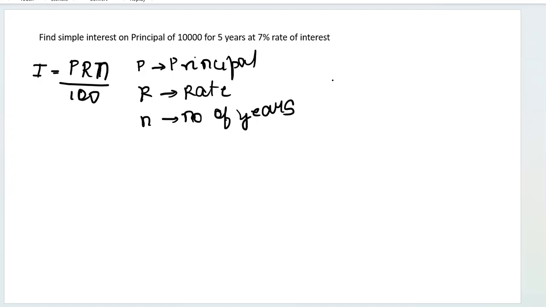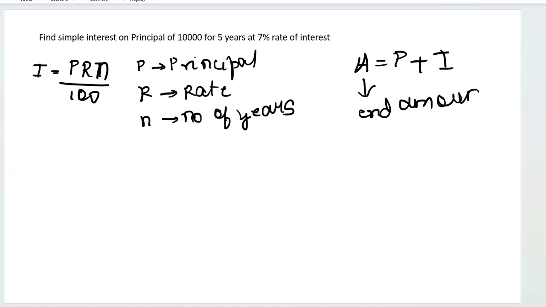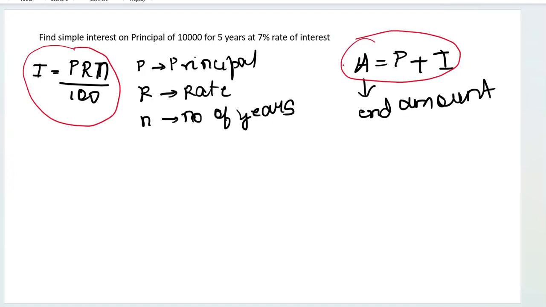Now if I want to calculate the formula for amount, the amount is nothing but principal plus interest. This is the end amount, which is always the sum of principal plus the interest that you get. So these two formulas one needs to know by heart: that I is PRN upon 100 and amount is principal plus interest.